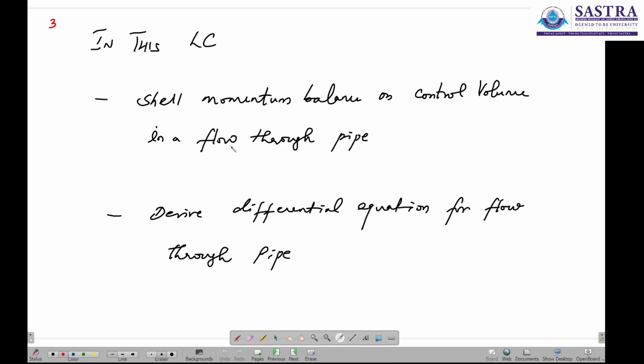Let's see what the learning outcome connected with this learning capsule is. We will see how to make a shell balance on a control volume in a flow through pipe, and we use this shell balance to derive a differential equation for a flow through pipe. What I mean here is the differential equation to describe the fluid flow through pipe.